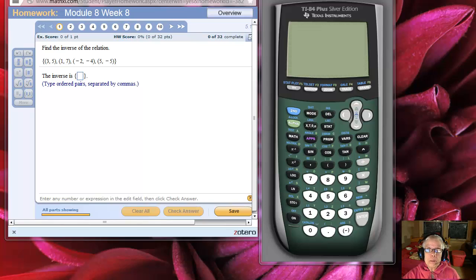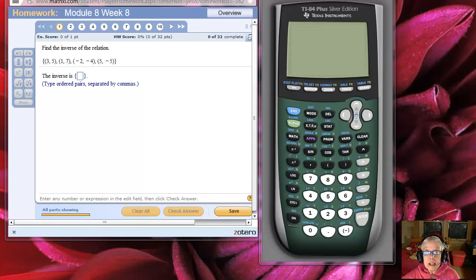Inverses are extremely important because they let you undo what you've done. Don't you wish life was like that? But multiplication will undo division. Division will undo multiplication. Addition and subtraction undo each other. So we're going to talk about how an inverse becomes an inverse.